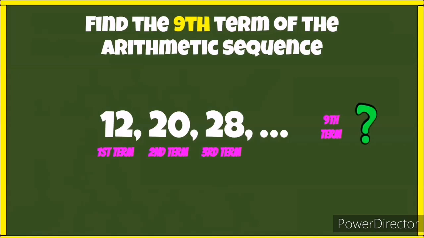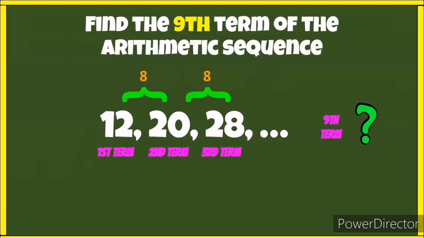First things first, I need to check the common difference. I subtract 20 minus 12 equals 8. Subtract 28 minus 20 equals 8. The common difference is obviously 8. How are we going to get the ninth term?